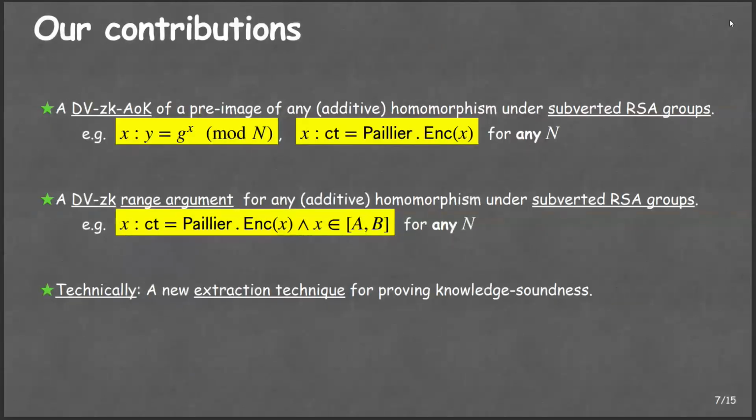Okay, so concretely, in our contributions, we introduce a designated verifier zero-knowledge argument of knowledge of a pre-image for any additive homomorphism that works over possibly subverted RSA groups. This homomorphism can be, for example, a group exponentiation modulo n, or a Paillier encryption. Then we extend this to range arguments, in the sense that the pre-image that we show knowledge of also lies in a specific interval. And from a technical point of view, we introduce a new interesting extraction technique for proving that our protocols are knowledge sound. This technique may be of independent interest.